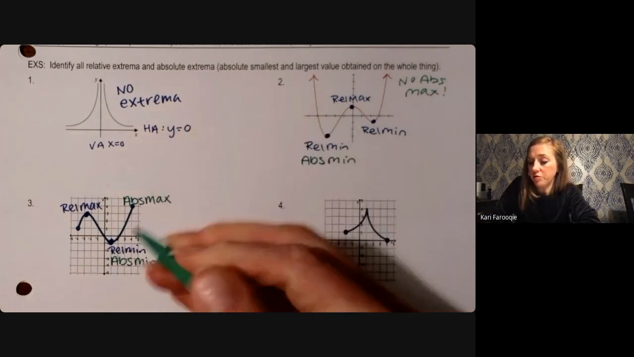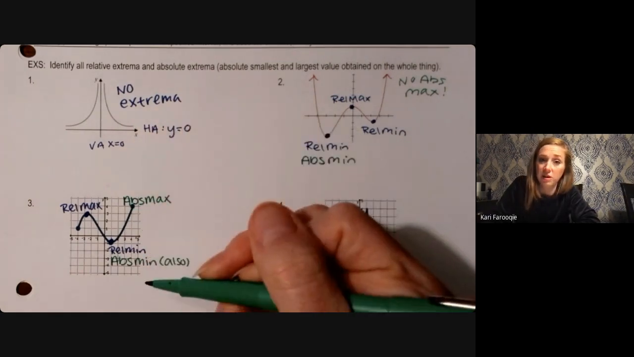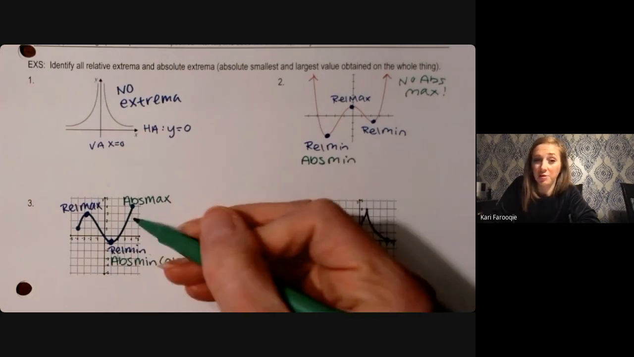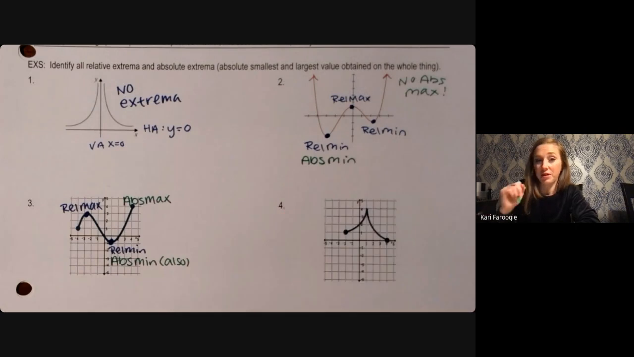And again, that's because the graph cuts off here. If it had an arrow on it, I wouldn't be able to say that was an absolute maximum. I would say the graph had no absolute maximum, but it does not have an arrow. It has just a point. So that's not going to affect us in any way.